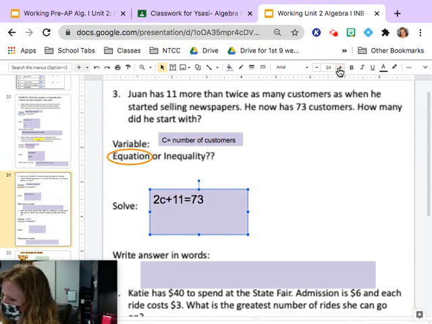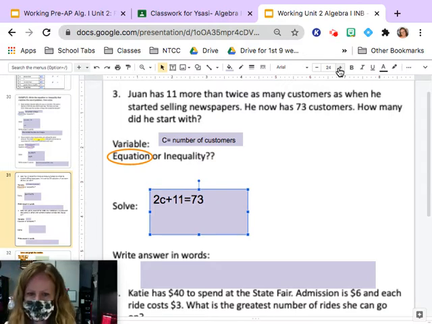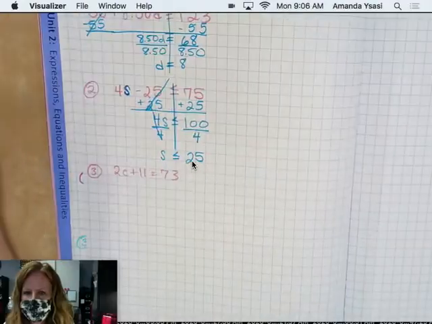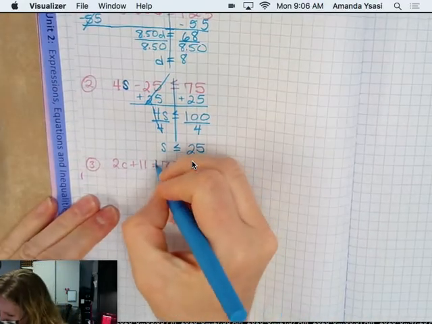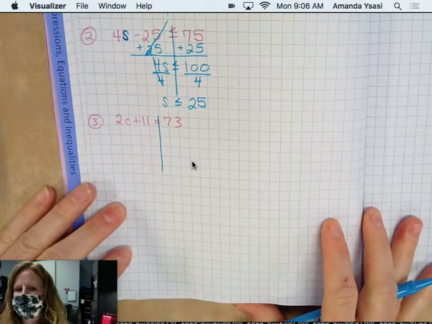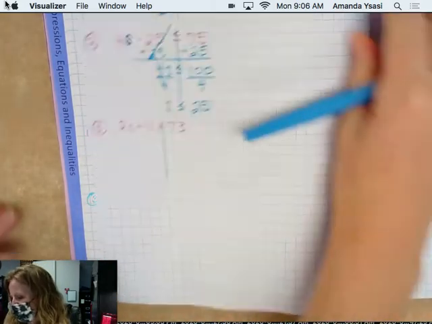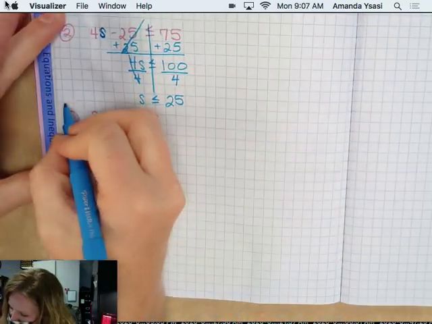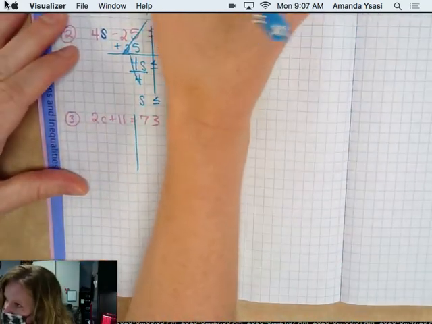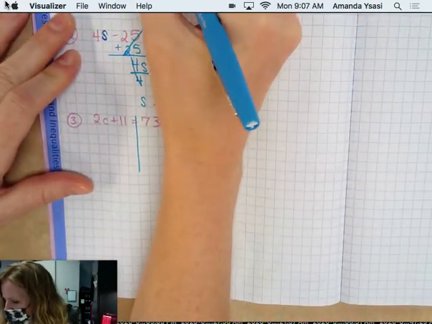Okay, so we need to write that equation down. 2C plus 11 equals 73. 2C plus 11 equals 73. So this is slide 30 and 31 now. Put that up top.